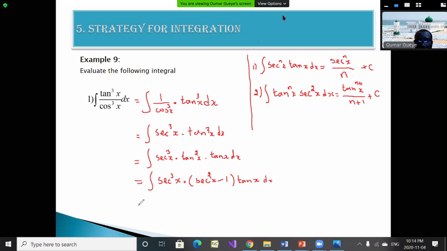Now I can open the brackets, and by doing so, I'll get the integral of secant cube times secant square, which is going to be secant to the power 5, so we'll get sec x to the power 5 times tan, because I put this secant inside the bracket and this tan too. So minus secant cube x times tan. And you can see I have exactly number 1. I have it twice.